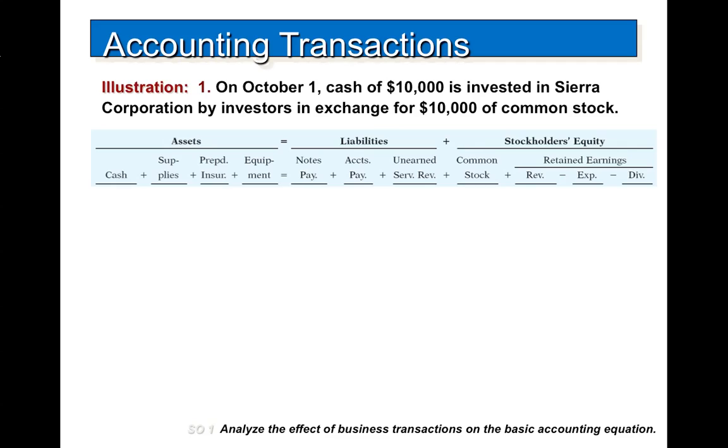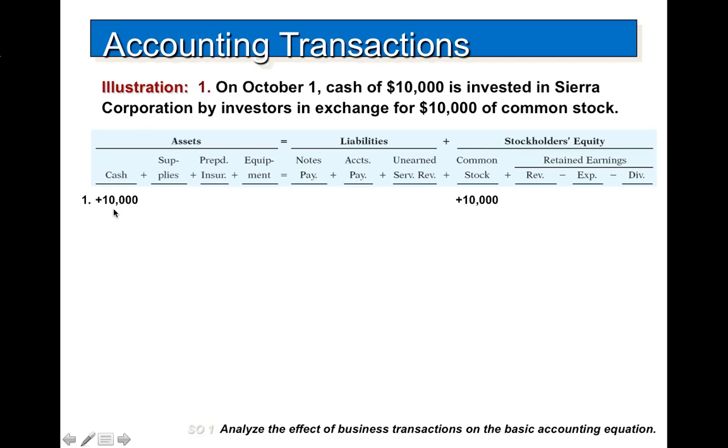We will go through some transactions now to help you understand how transactions affect the accounting equation. Number 1, on October 1, cash of $10,000 is invested in Sierra Corporation by investors in exchange for $10,000 of common stock. The most important thing you need to do when you're analyzing transactions is to first of all decide what accounts are affected, how they're affected, if they're increased or decreased, and then you can go ahead and record the transaction. So looking at this transaction, we have cash of $10,000 invested, so that's going to be an increase in cash in exchange for $10,000 of common stock. So that's going to increase our common stock.